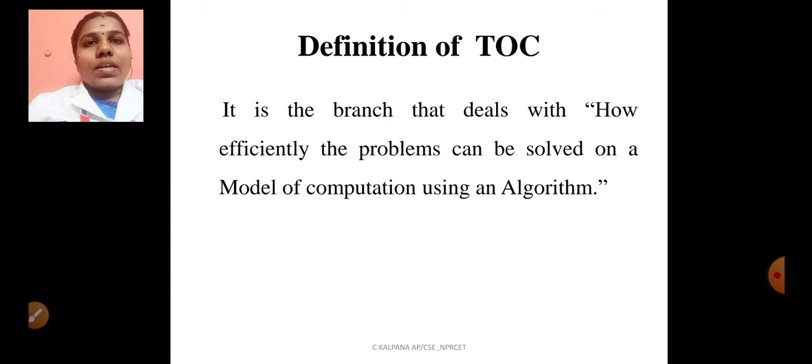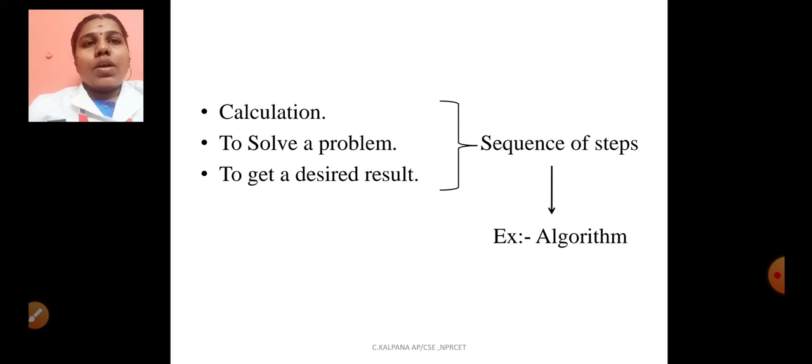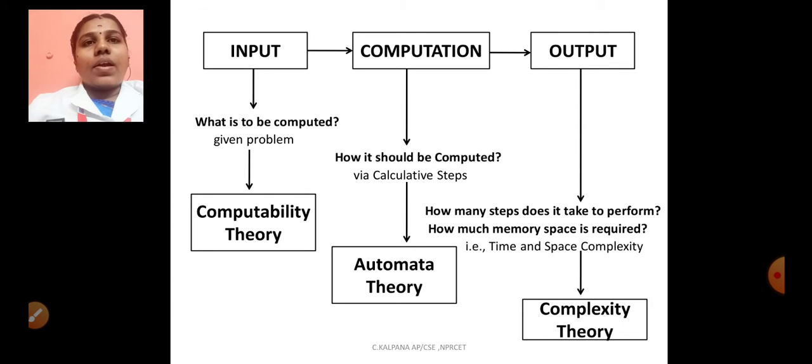It is a branch which deals with how efficiently a problem can be solved on a model of computation using an algorithm. Model of computation means that for each and every problem we have input, output and calculative steps. It can be done by an algorithm. Algorithm means step-by-step instructions which help us to solve a problem to get a desired result. So this is the block diagram of a model of computation. First we have input and computational process, and finally we get an output.